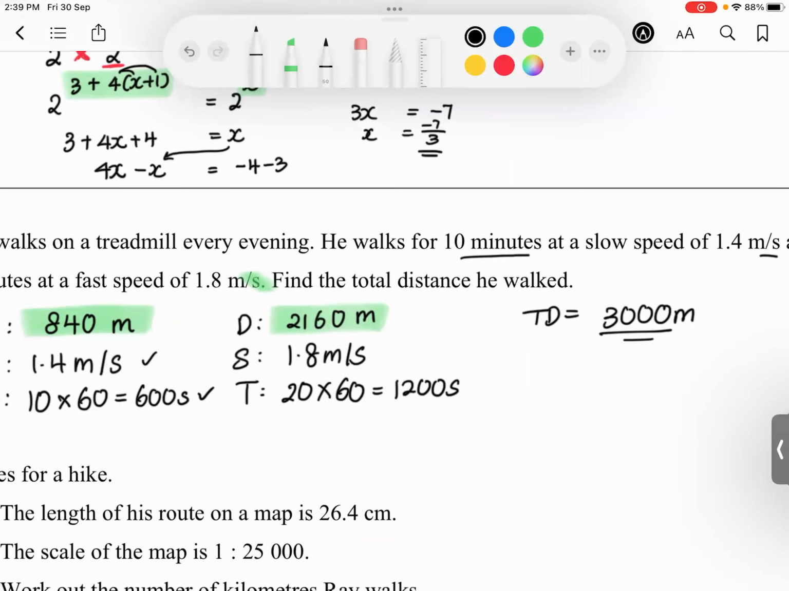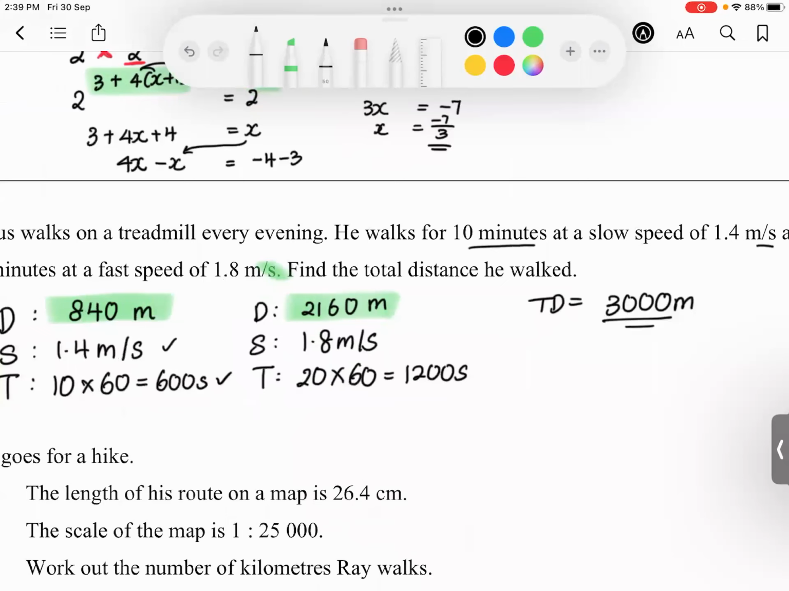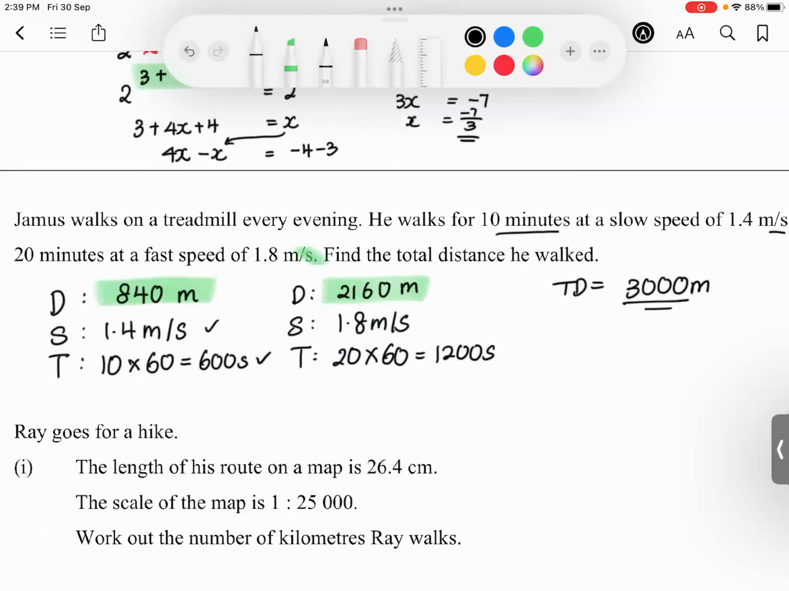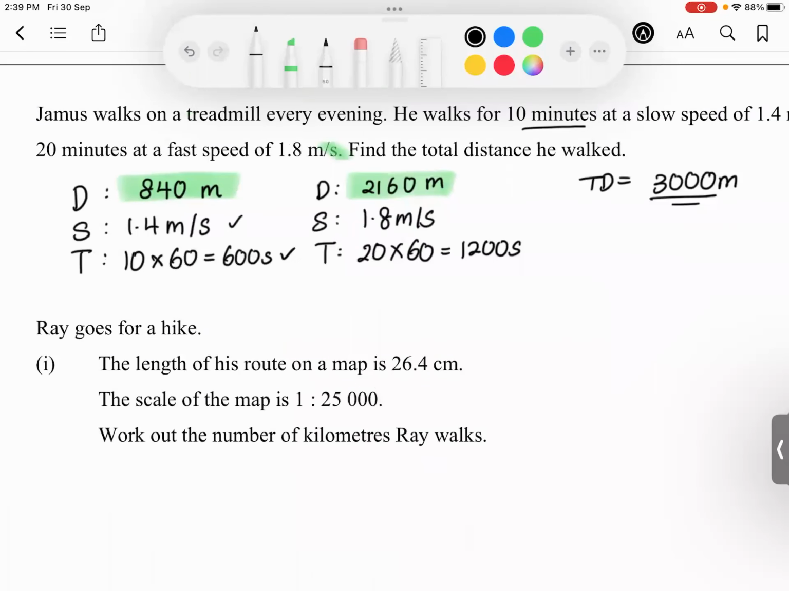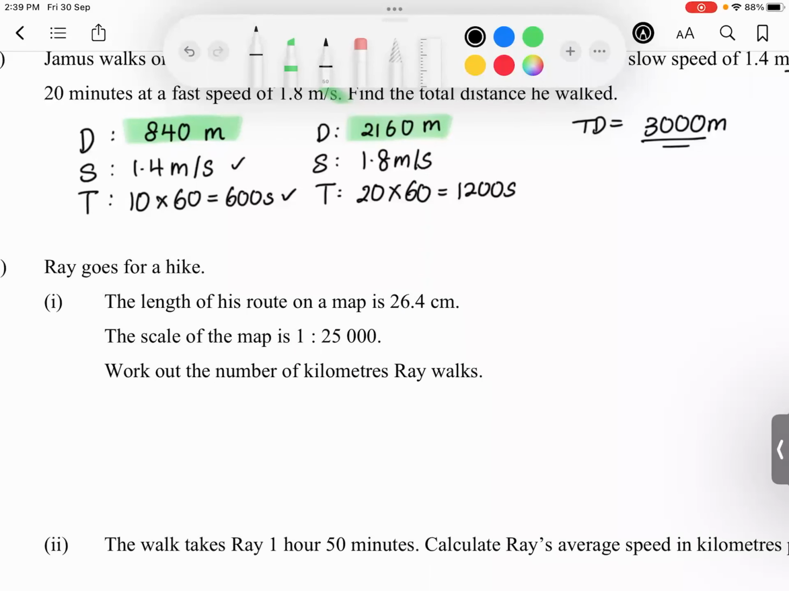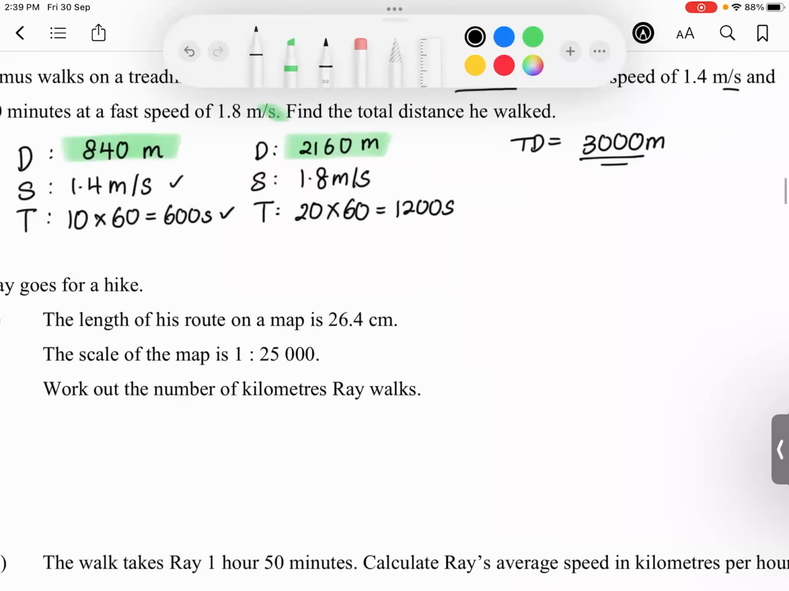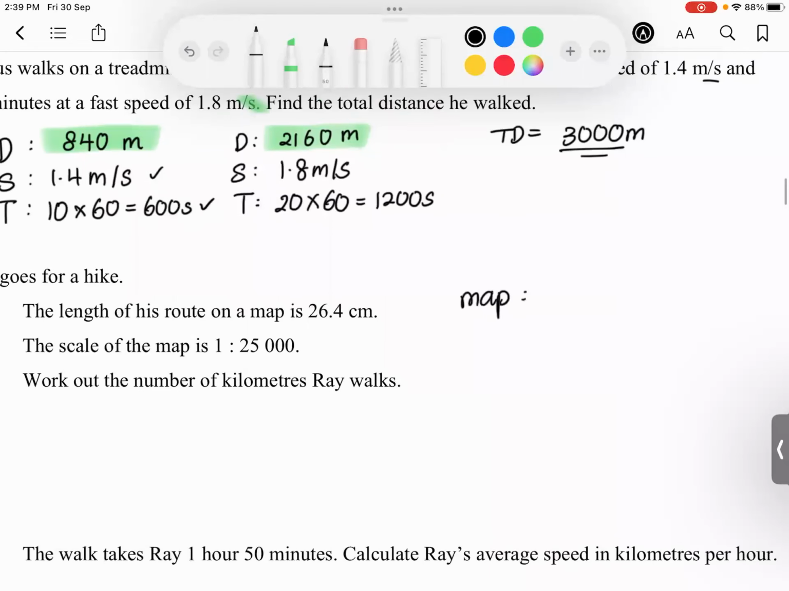Okay. My next student, Ray, goes hiking. The length of his route on a map is 26.4 cm. The scale of the map is this. Write down the number of kilometers he walked. So in this case, I'll go for map to actual again.